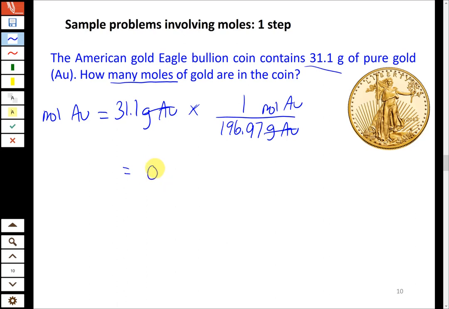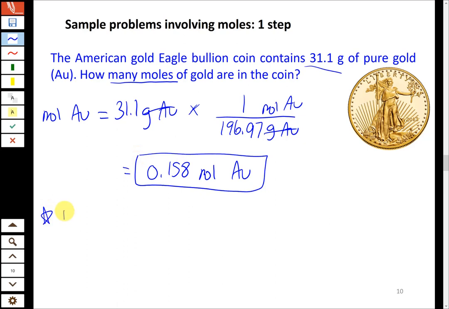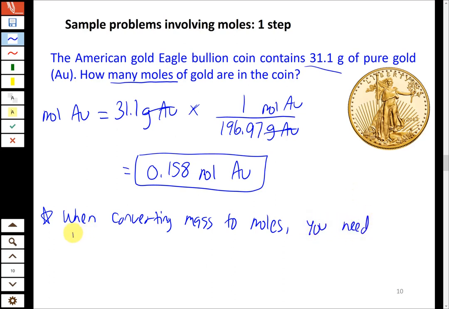All right, so when we divide those two, we get 0.158 moles of gold. The key takeaway from this type of problem, a very simple one, of course, is that when we're converting mass to moles, you need to know the identity of the substance, and you need to use the correct atomic mass to do that. It's not independent of what substance you're talking about. So here it was important to know that it was gold so that we could use the correct atomic mass. If we didn't know what substance this was, there's no way we could do this calculation.